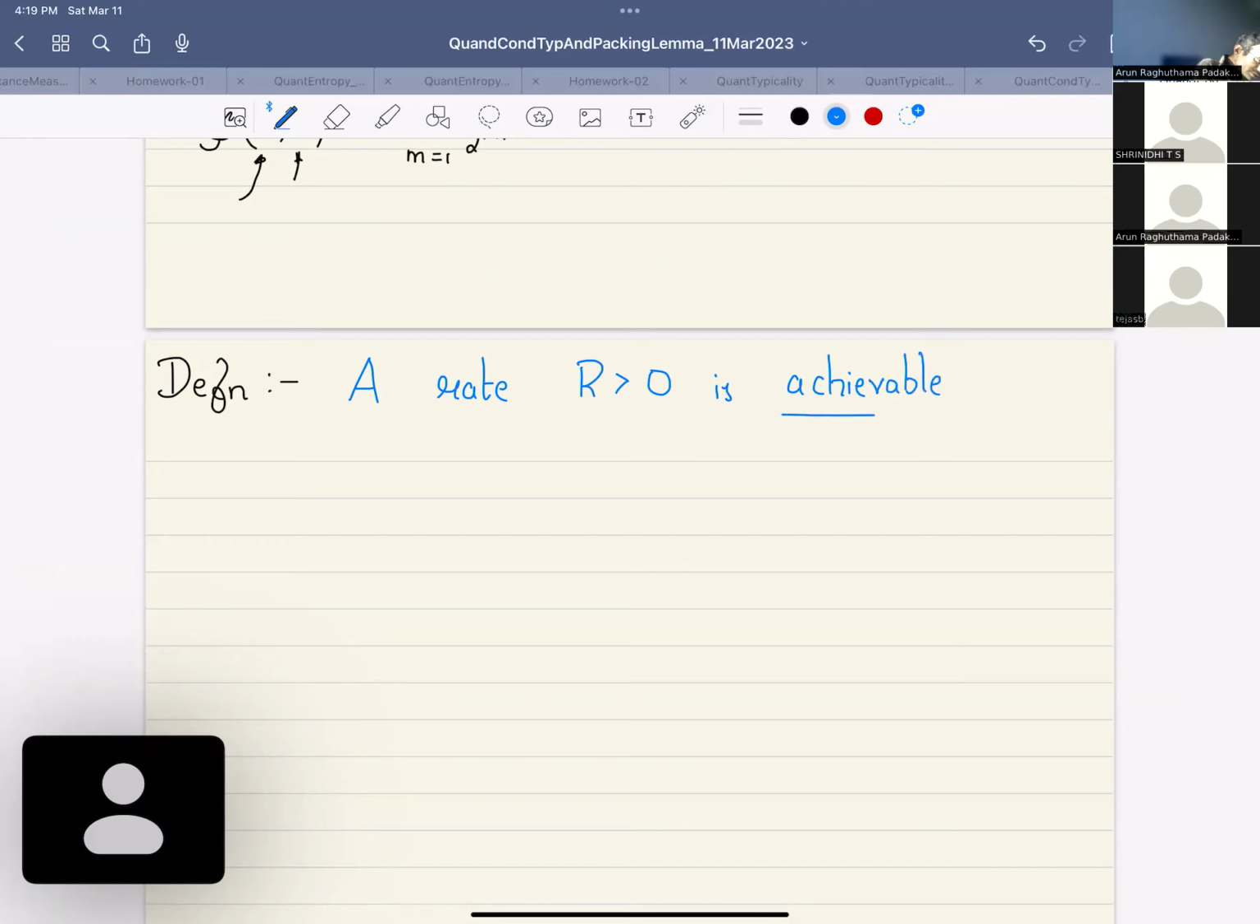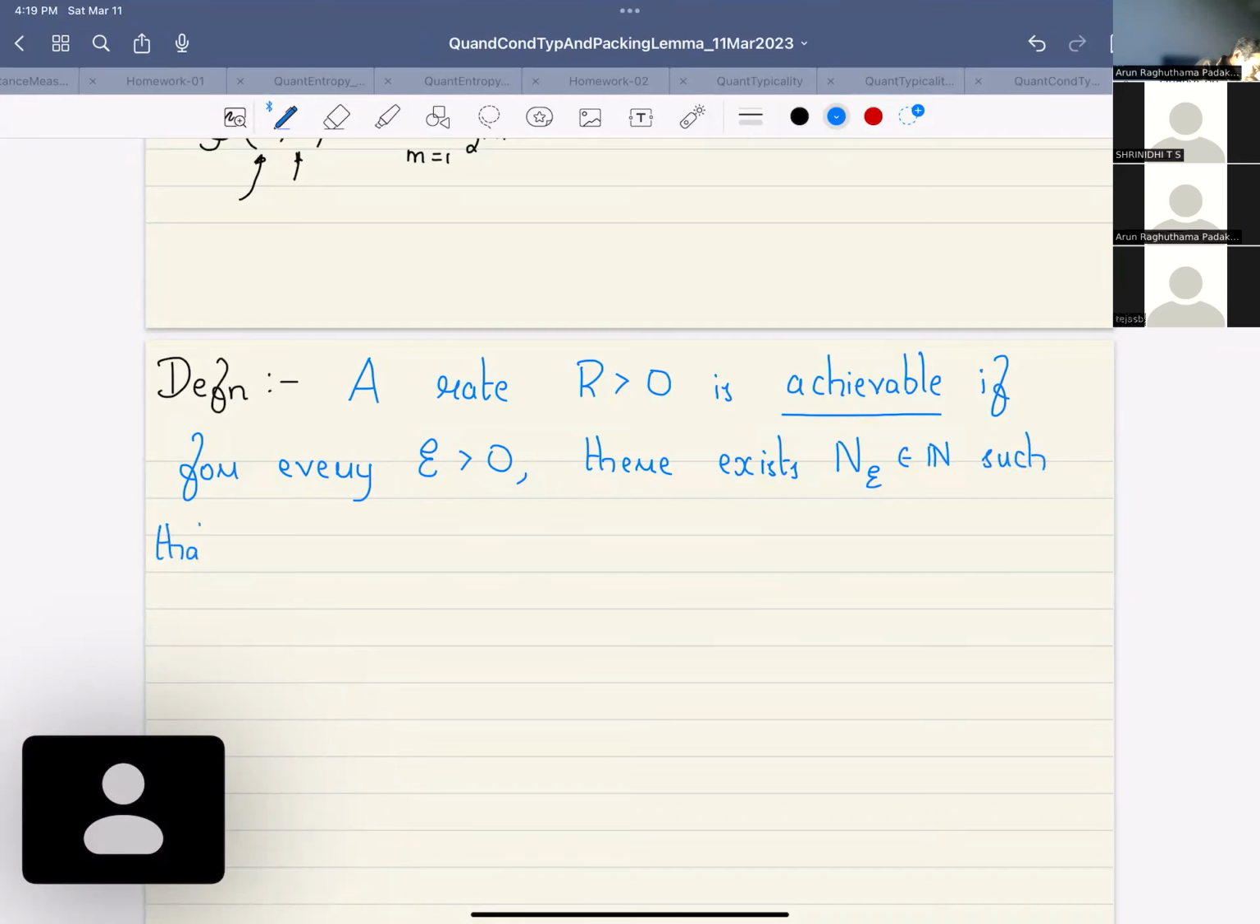So you can say I can communicate at that rate if, for every epsilon, so no matter how small an error probability I seek, there exists some index n epsilon such that for all n greater than or equal to n epsilon.